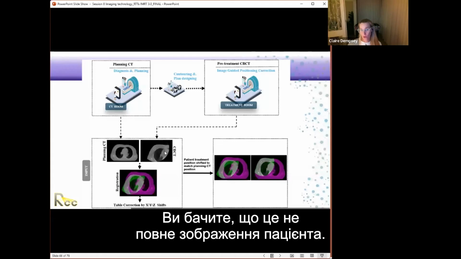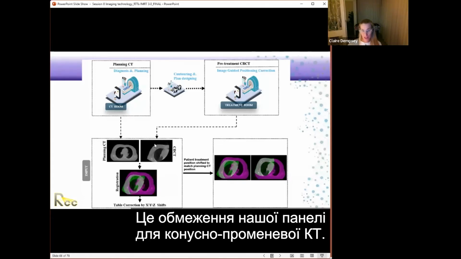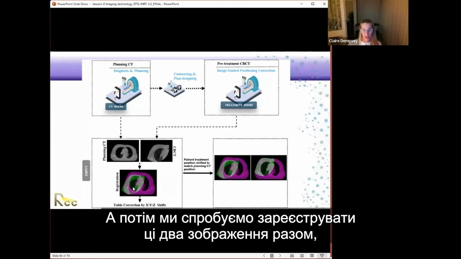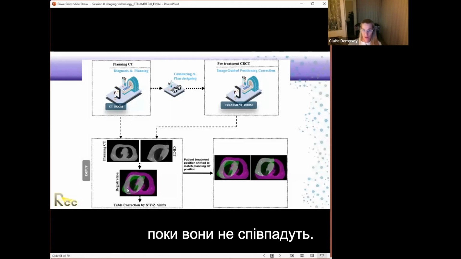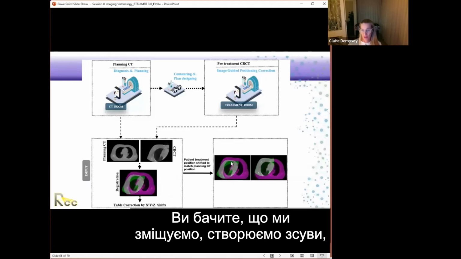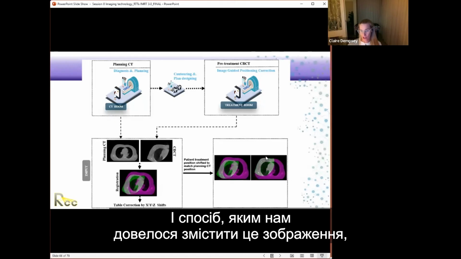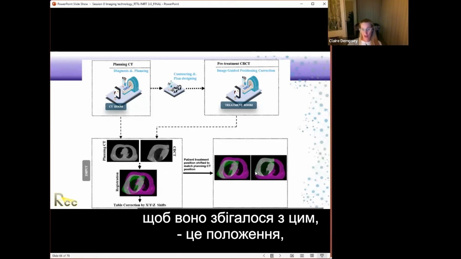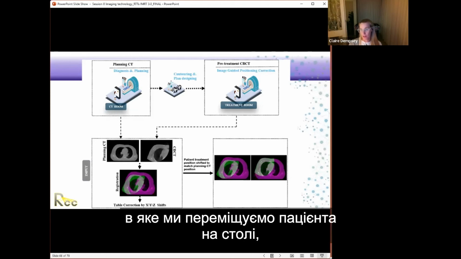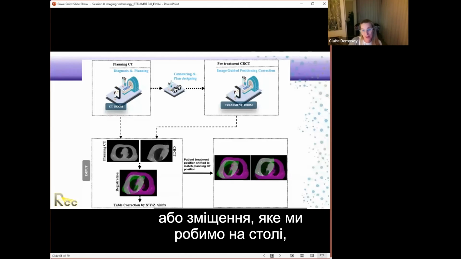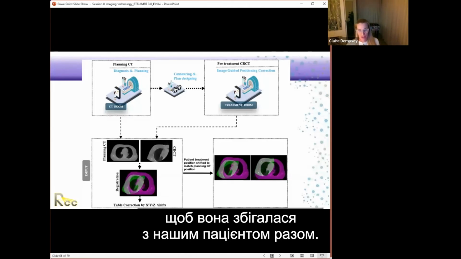You can see it's not the full image of the patient. That's the limitation of our imaging panel for the cone beam CT. And then we will try and register those two images together till they match. So you can see here, we're creating shifts, and we've got a match here. And the way we've had to shift this image to match this one is then the position that we shift our patient on the treatment couch, or the shift we make to our couch to match our patient together.